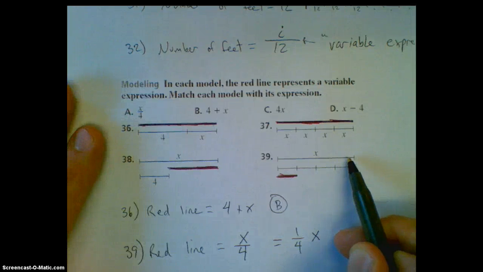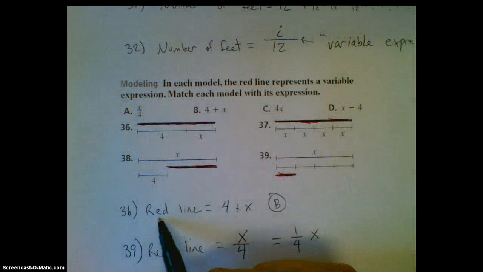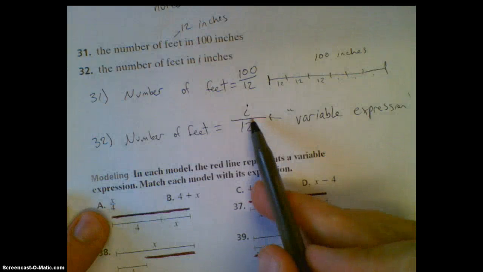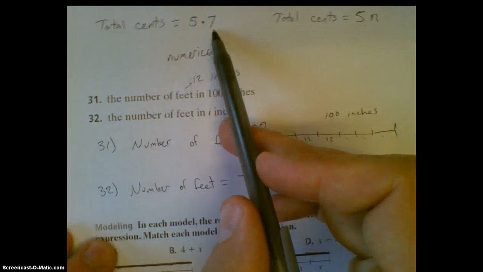So hopefully it helps, when you're writing these variable expressions, to think of it as an equation, like the red line equals 4 plus x. The number of feet equals n over 12. The total cents equals 5 times 7. I hope that helps.